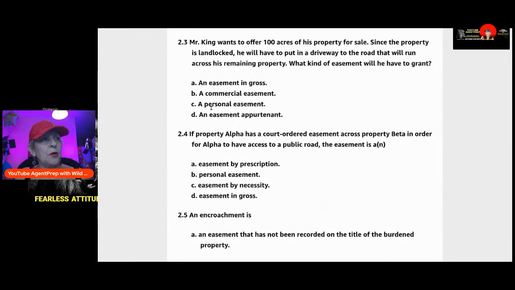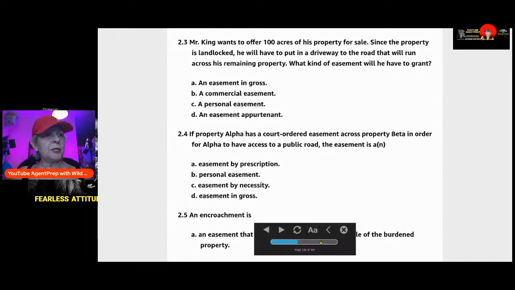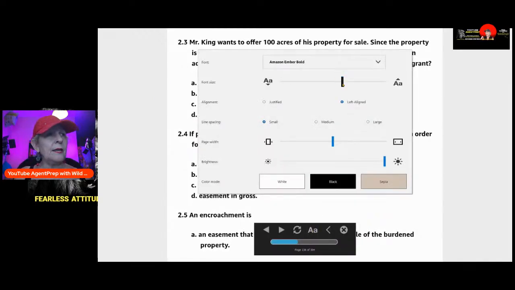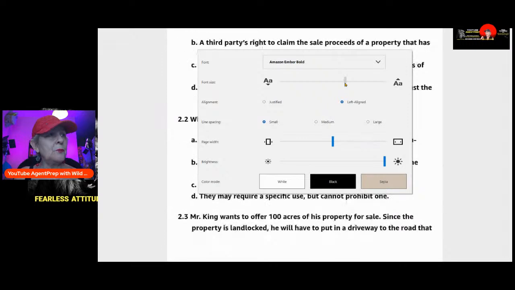All right, we'll do a couple more. Number 3, or we'll go to 2.5. Mr. King. Oh, hey, today is Martin Luther King. How appropriate.